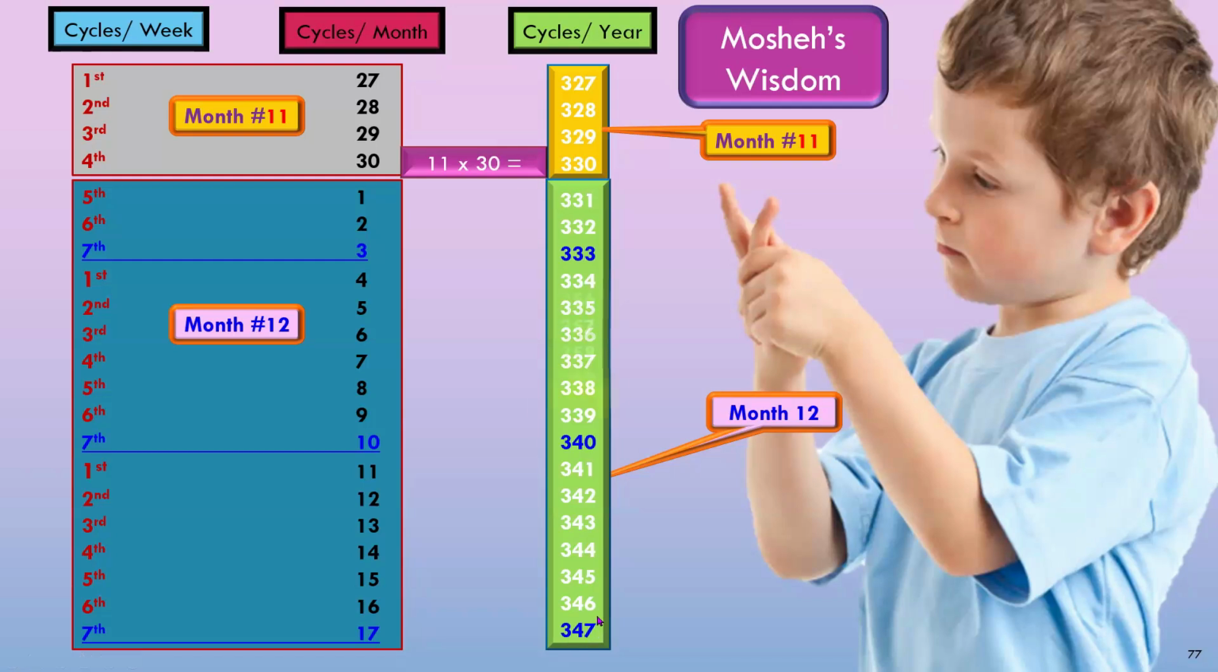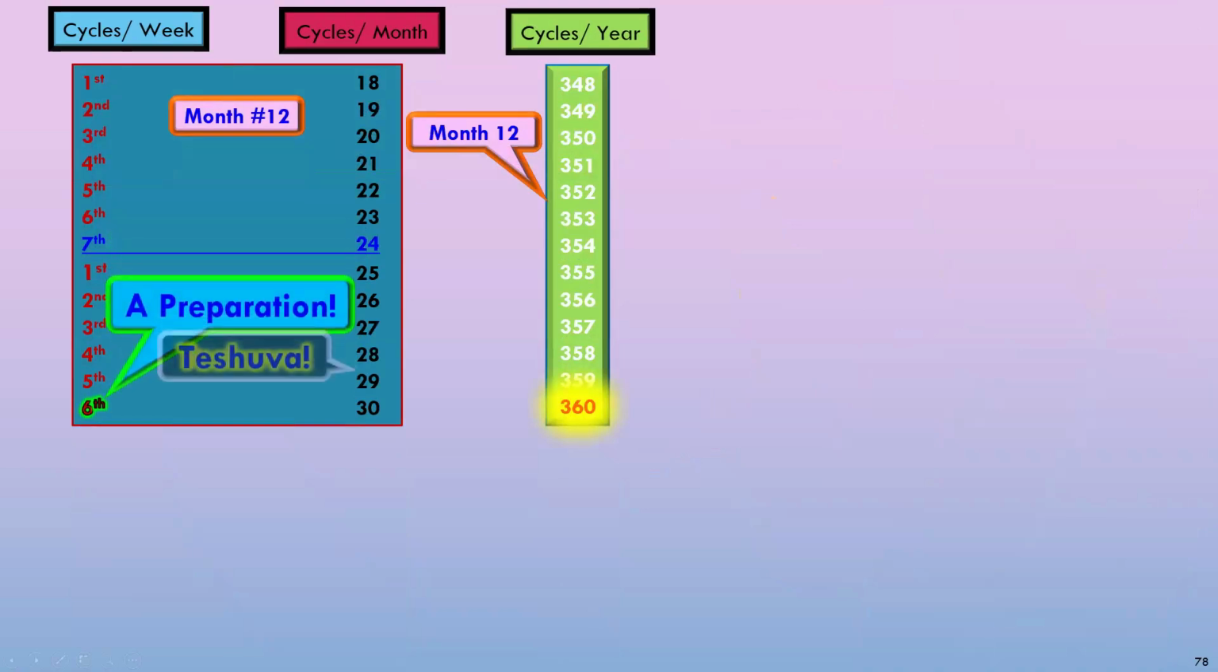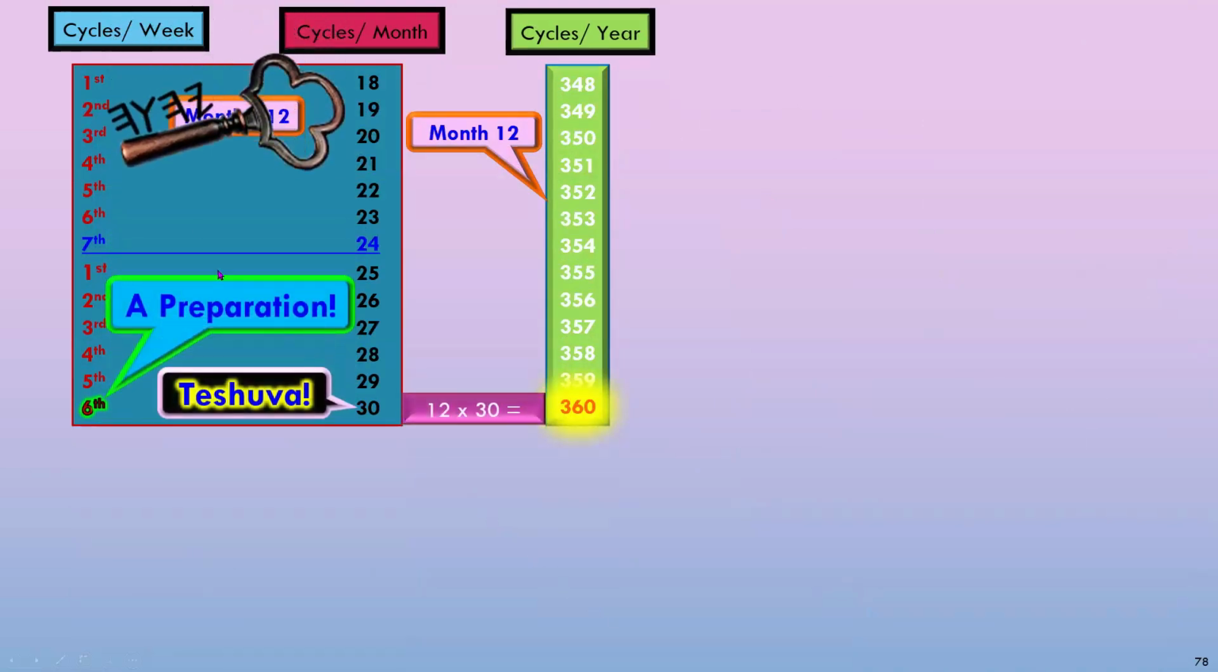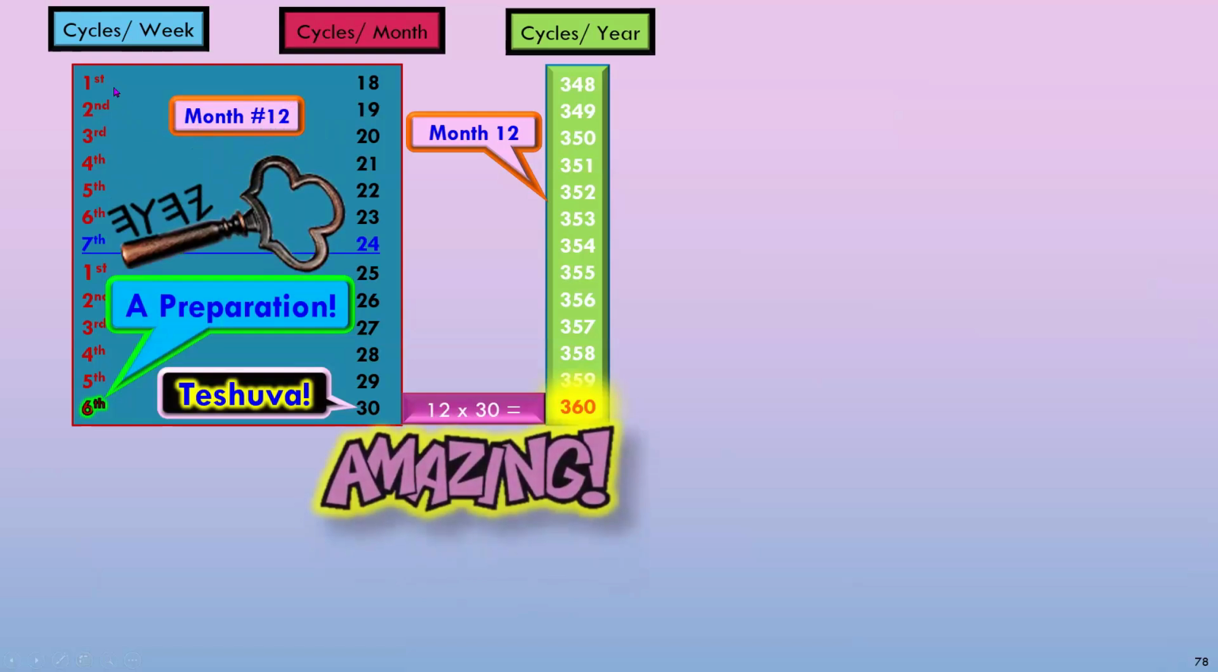It's month number 12. Come over to the left-hand side. I want you to count out the days of the week in month number 12. We go 1 to 7, and we come down to 1 to 6. Here we are. It's a preparation day. It's the 6th cycle of the week. I want you to come across, it's the 30th day of the month. It's the day of Teshuva.